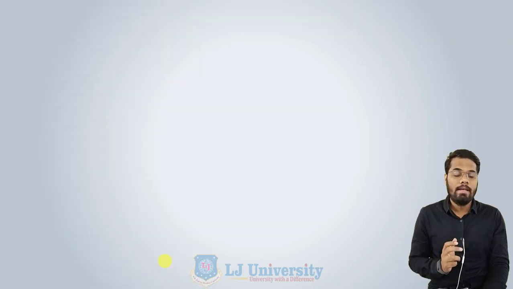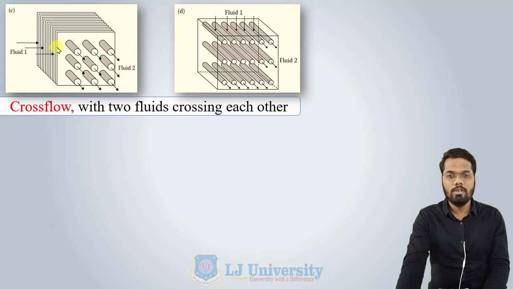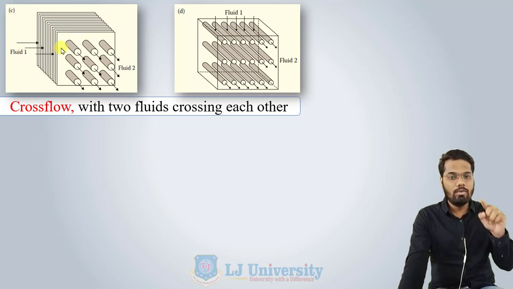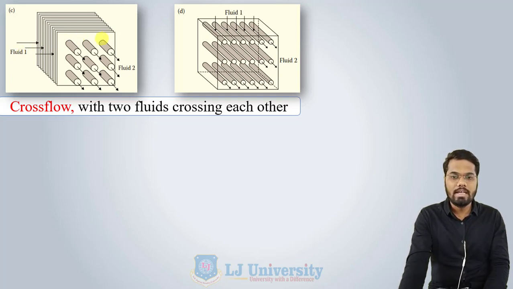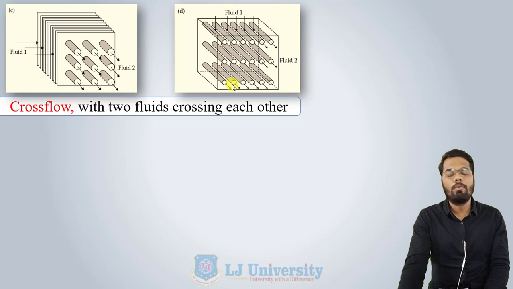The third one is the cross flow. As you can see in this figure, the two fluids cross each other. Here, fluid 2 is flowing through the pipe in this direction, and fluid 1 is flowing around the surface of the pipe in this direction. So they are at a right angle to each other. This is a cross flow pattern. Also in this figure, you can see fluid 2 flowing through the pipe in this direction, and fluid 1 flowing around the surface of the pipe of fluid 2. So this is again a cross flow pattern.